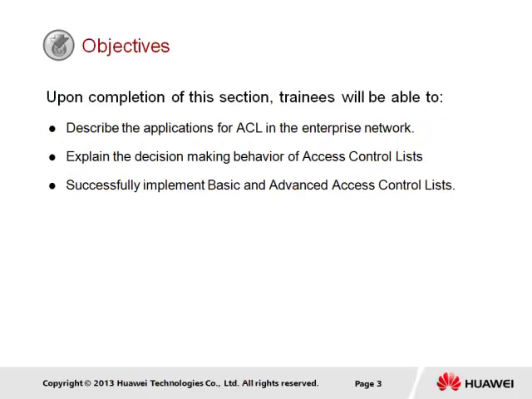Upon completion of this section, it is generally expected that trainees will be able to describe the applications for access control lists in the enterprise network, explain the decision-making behavior of access control lists, as well as successfully implement basic and advanced access control lists.